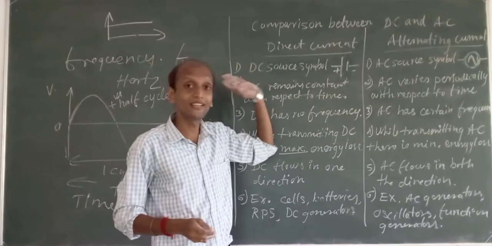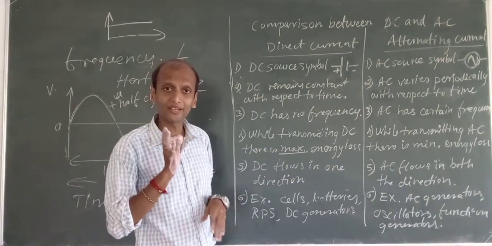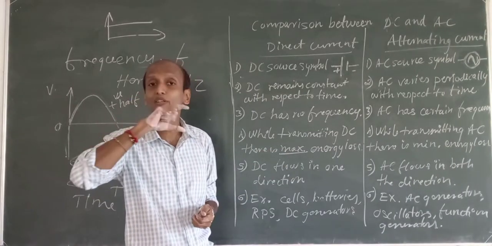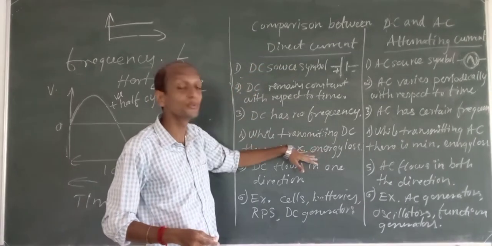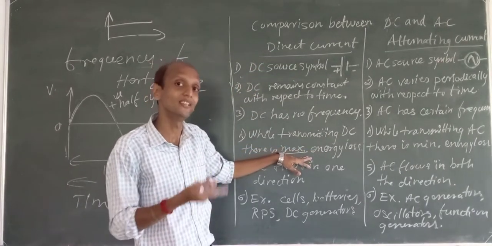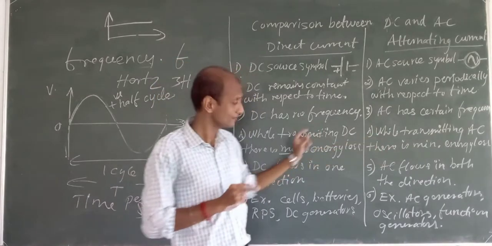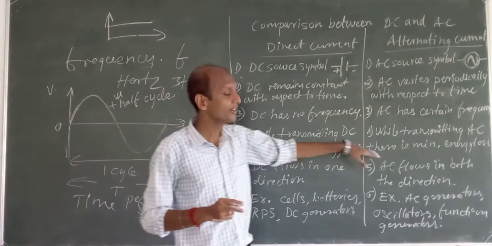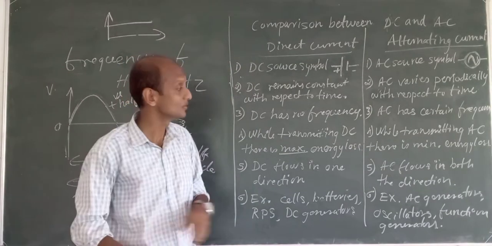So now looking at this difference, initially DC is very good, isn't it? It flows in only one direction and its maximum magnitude remains constant. So these are the advantages of DC. When it comes to transmitting DC, it is not advantageous. AC is more advantageous than DC when it comes to transmitting a signal from one end to another.